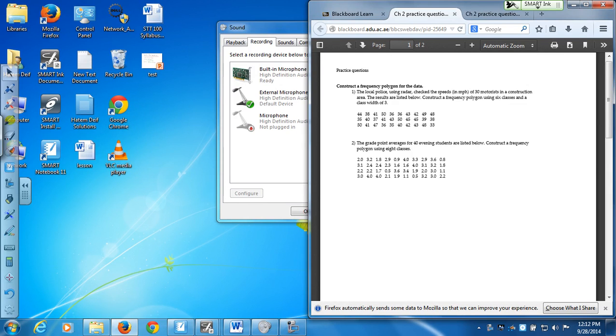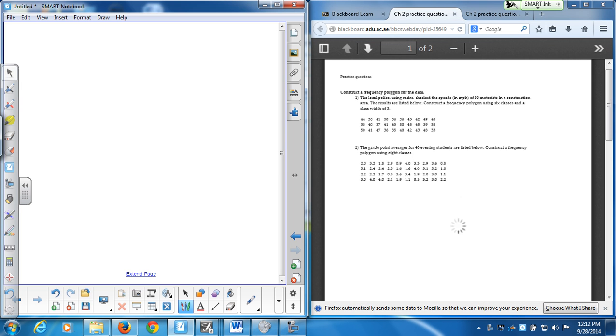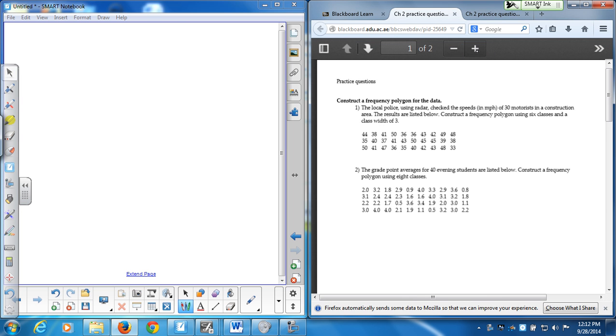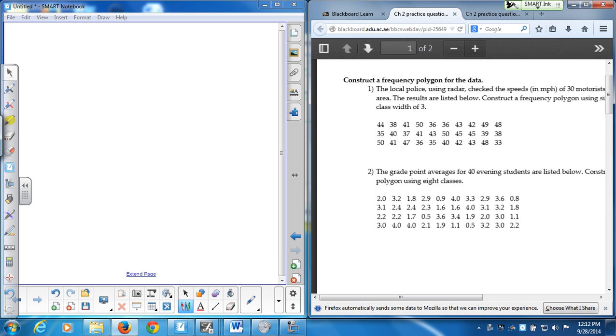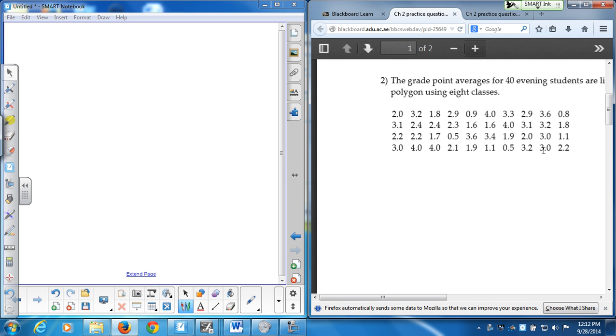So let's have this here to solve this question. The second question here says what? Here is the data. Okay, in this case, I need to make a design with 8 classes, right?